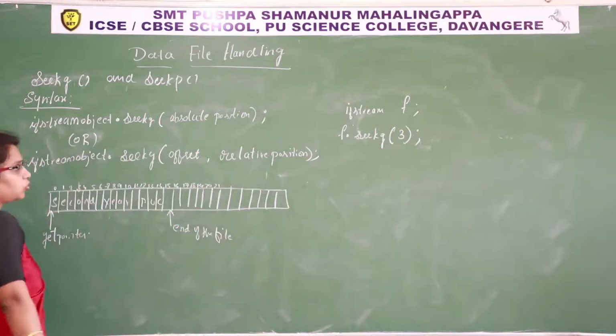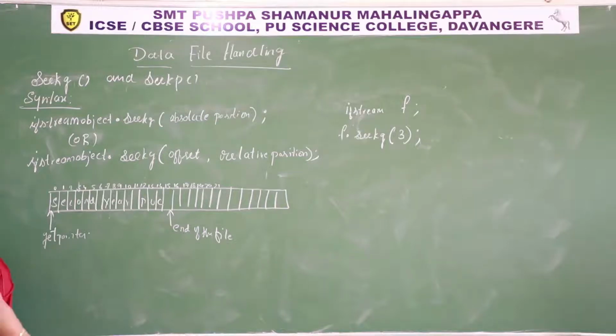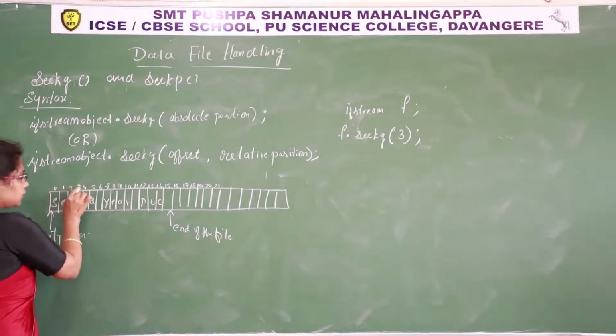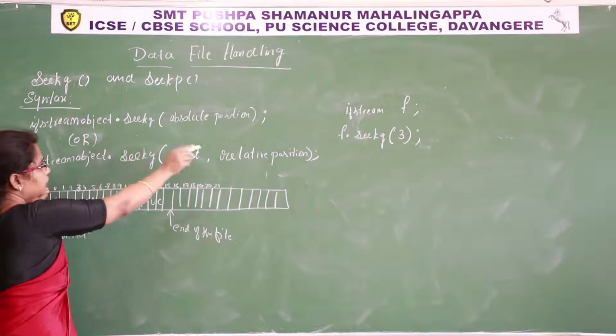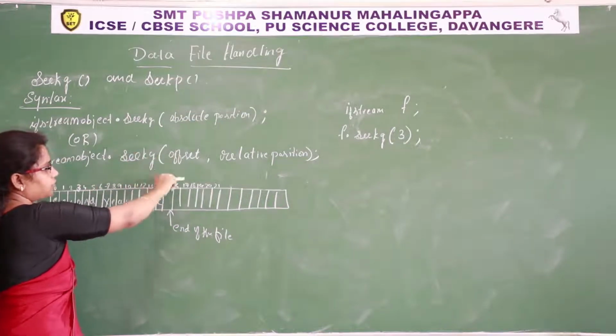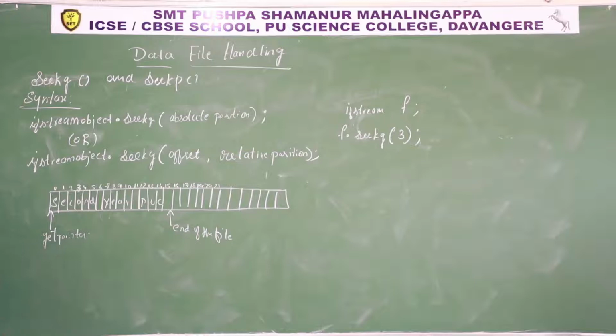Actually, offset becomes 4, but the absolute location is 3. How to understand this? In seekg, in the case of a read operation, when you are moving the get pointer, there are two options. One is the absolute location you can give, or an offset and relative position. When you give 3, it goes directly to the third location, but the offset becomes 4.